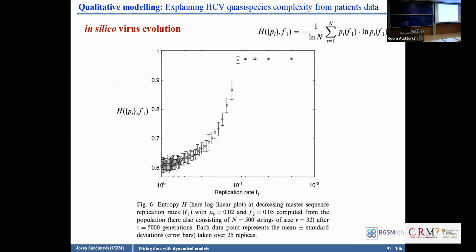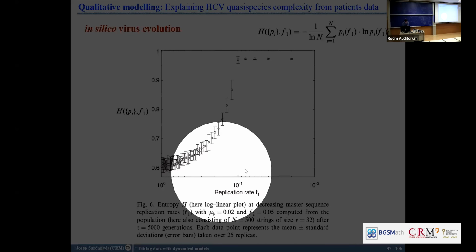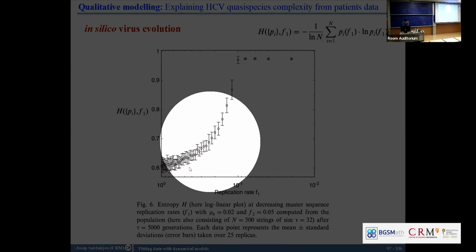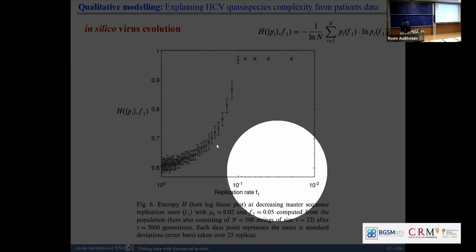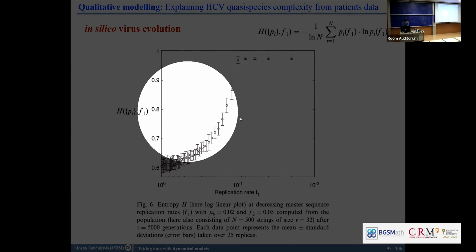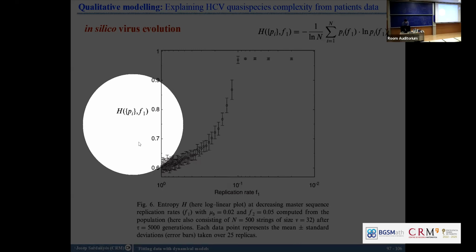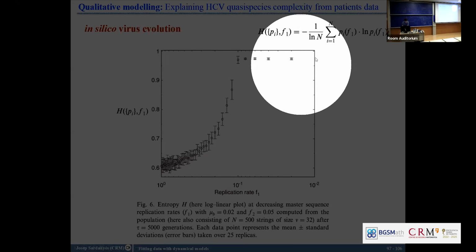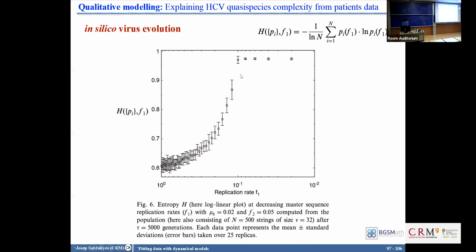We found an inverse correlation between viral load and quasi-species complexity. That is, the lower the viral load, the higher the stationary entropy. If we put an axis here with viral load, it would decrease, and the stationary entropy increases. This is mainly the Shannon entropy. So we were able to reproduce these clinical results with this simple model.